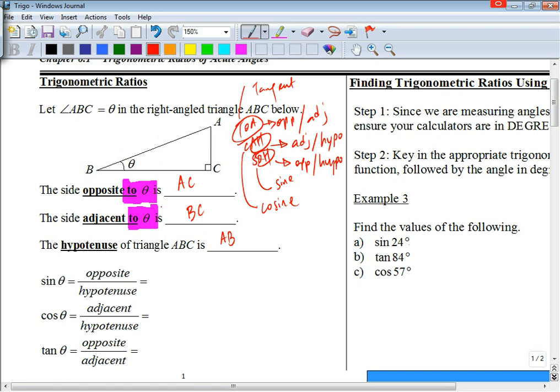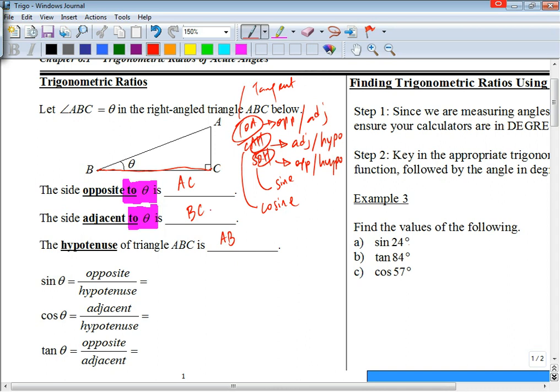Is it obvious that AC is opposite to theta? Because it's just all the way to the other side, right? That's opposite. What does adjacent mean? Adjacent means beside. It's just side by side. For example, Zafira is adjacent to Iqlil. Ali is adjacent to Shafiq. So, the angle is over here. This is the side that is adjacent to the angle, isn't it? So, we say it is BC.